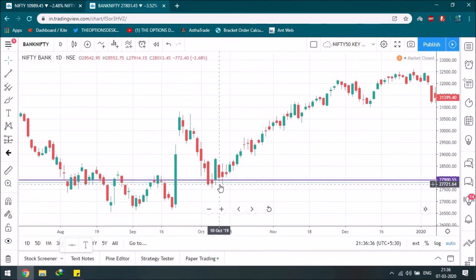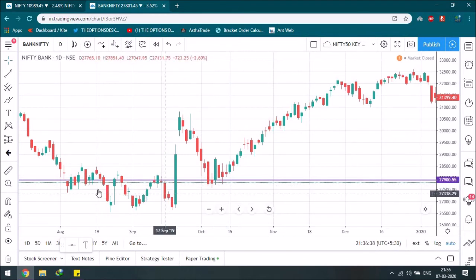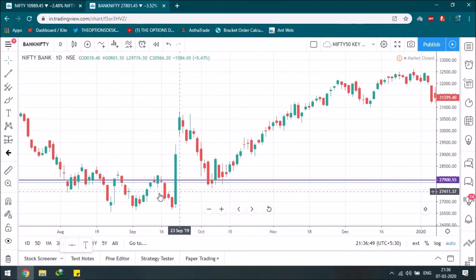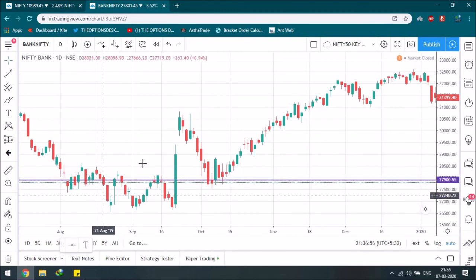You can see I have marked this particular level, and no high or low is given, only 1, 2. Going back 3 months, no particular high or low has respected this level. So only 1, 2 and 3 are almost cutting this level.